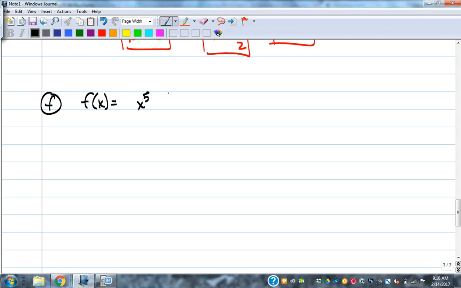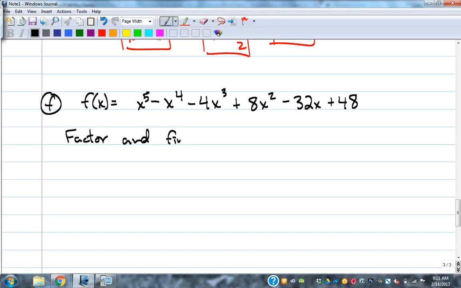So let's look at a higher degree one. We started with a cubic. Let's go to something that's 5th degree. X to the 5th minus x to the 4th minus 4x to the third plus 8x squared minus 32x plus 48. We want to factor and find the real zeros.